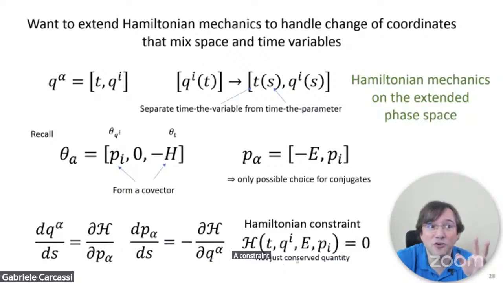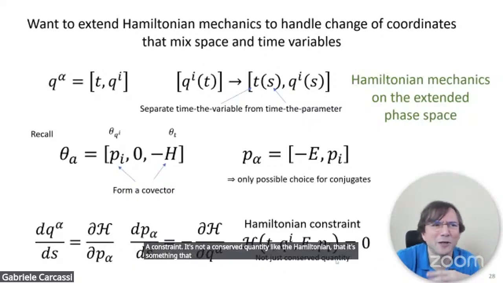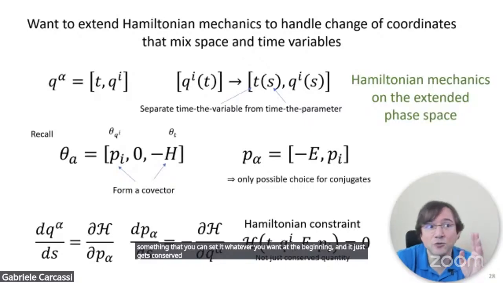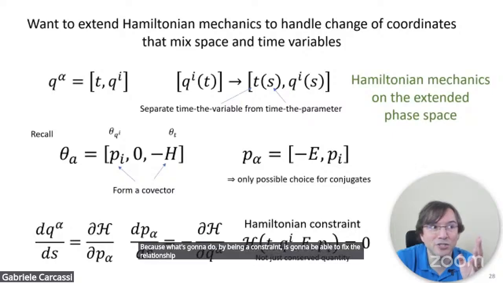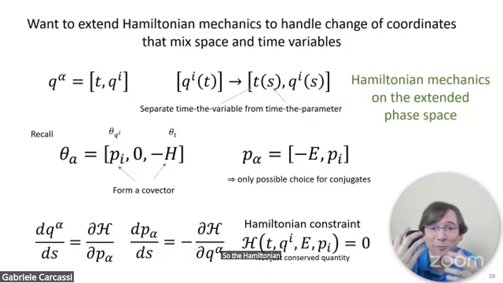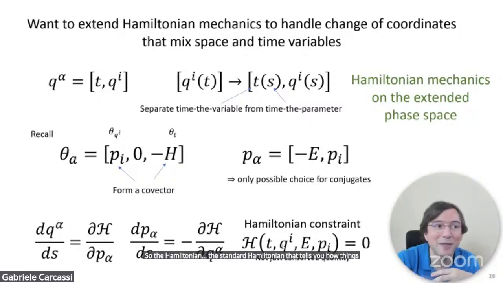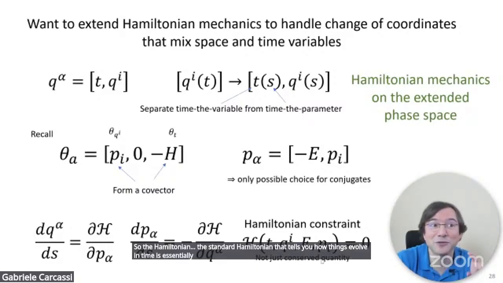It's not a conserved quantity like the Hamiltonian, that you can set to whatever you want at the beginning and it just gets conserved. No, this has to be the same value for everything, because by being a constraint it's going to fix the relationship between energy and all the other variables. So the standard Hamiltonian that tells you how things evolve in time is essentially hidden in this constraint.